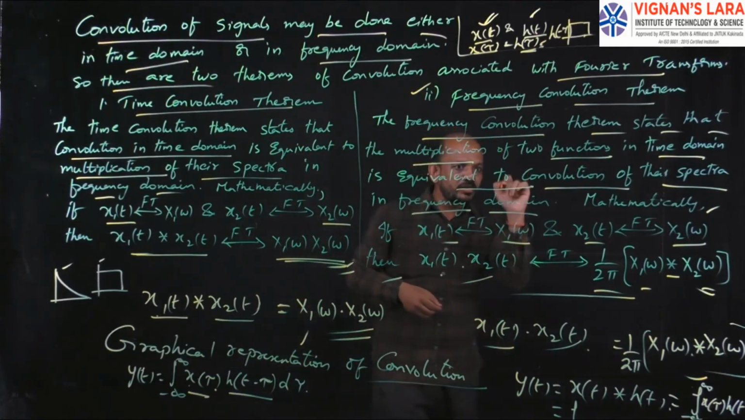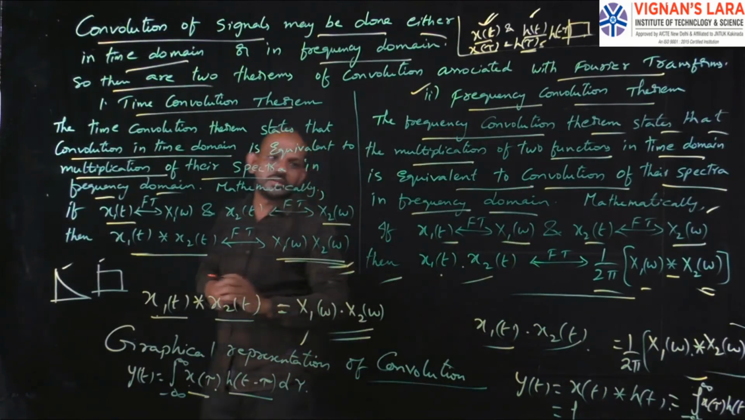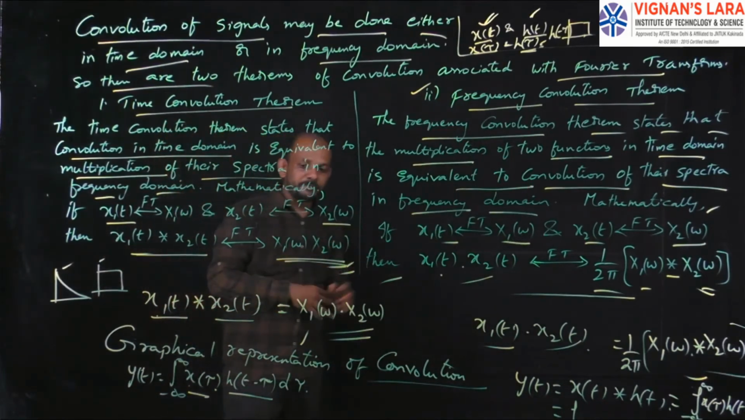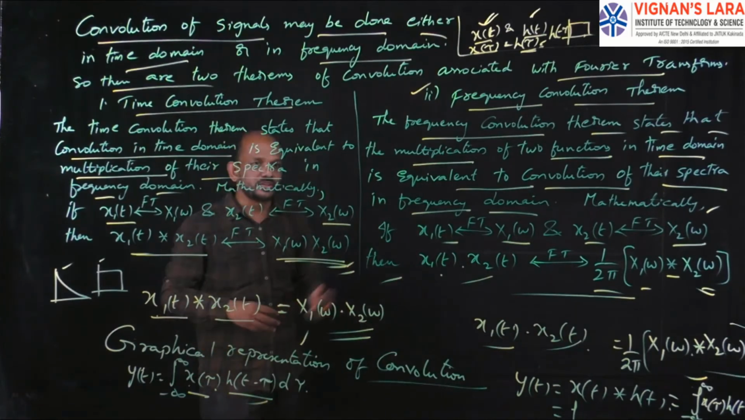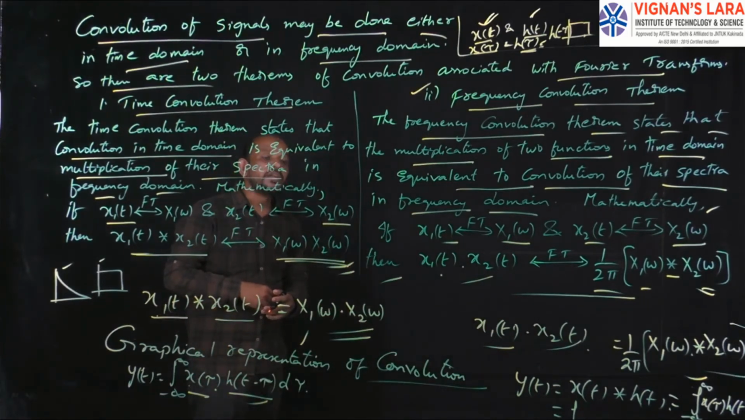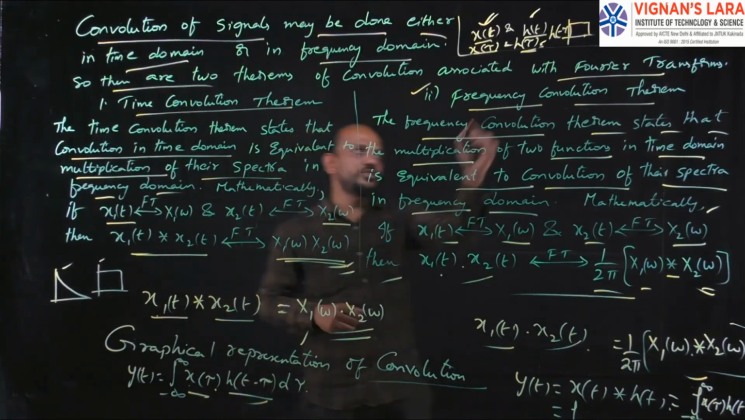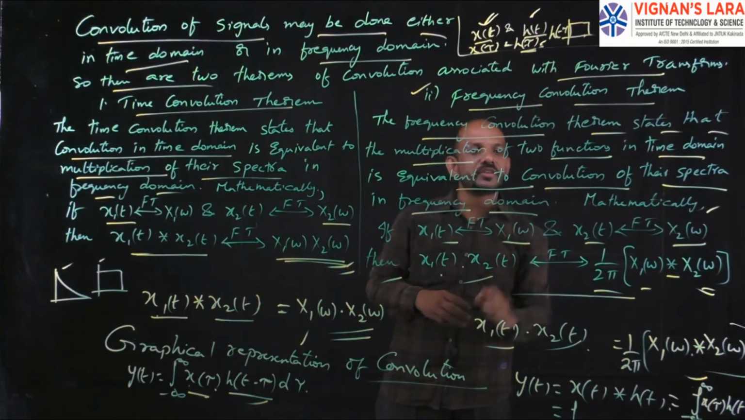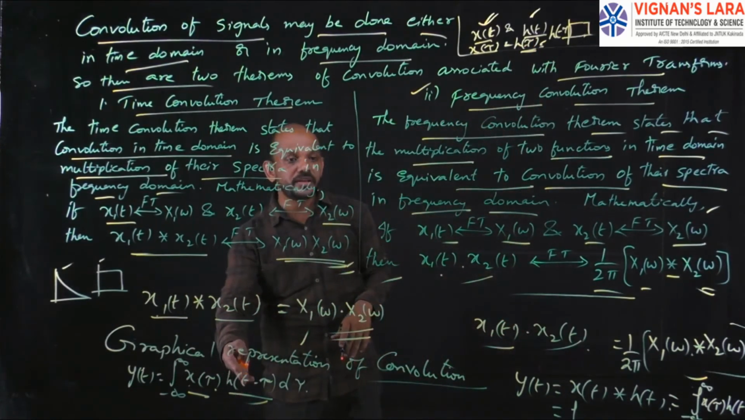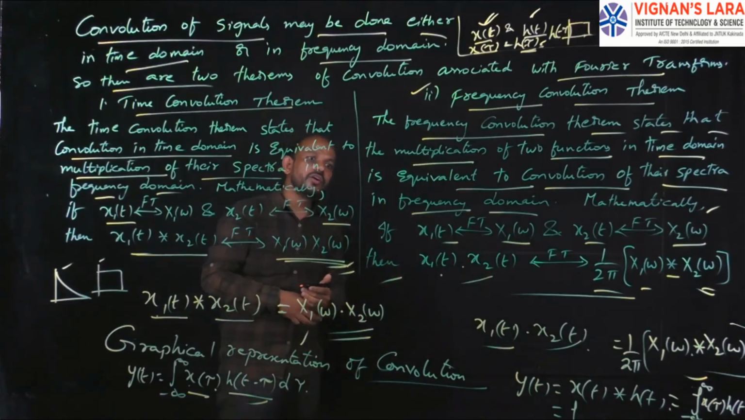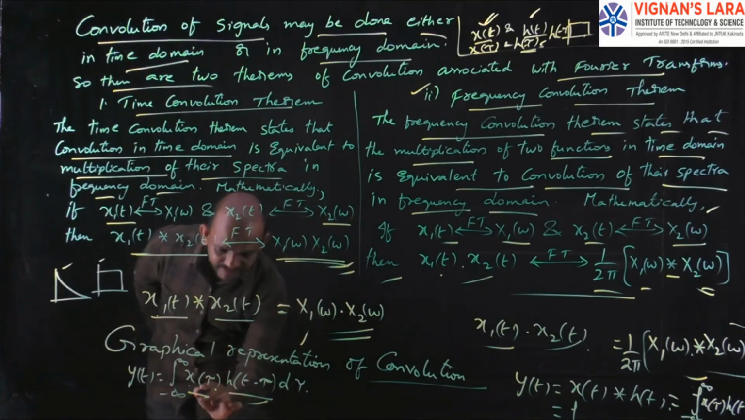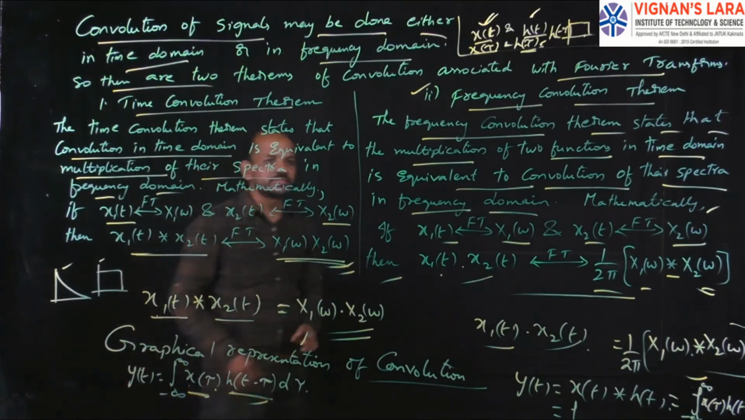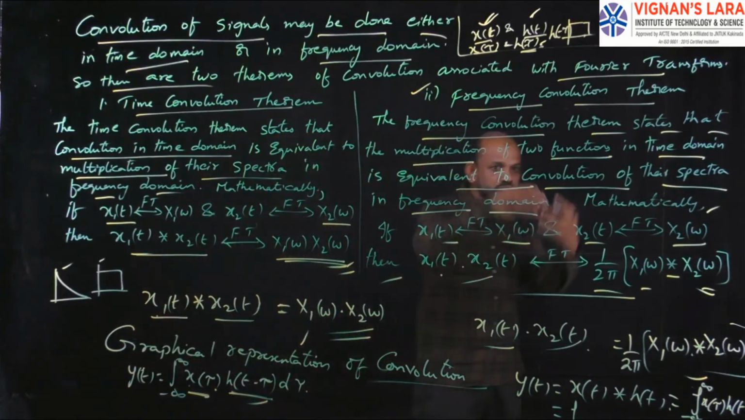So draw the diagram of h of minus tau, and then draw the diagram for a delayed or shifted version, h of t minus tau. Already you know h of minus tau, then you go for the shifted version, that is h of t minus tau. Draw the diagram of h of t minus tau. Then finally you get the diagrams of x of tau and h of t minus tau. Go for the multiplication of those two.